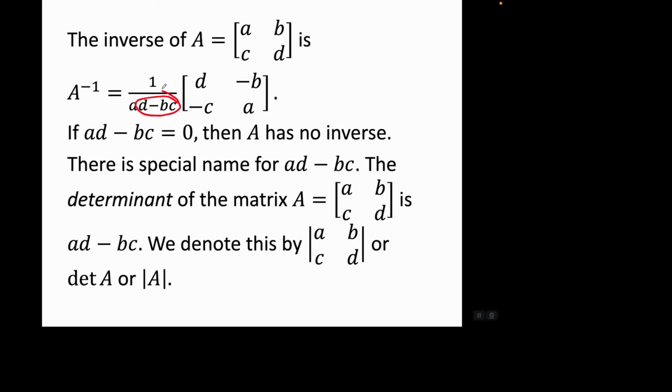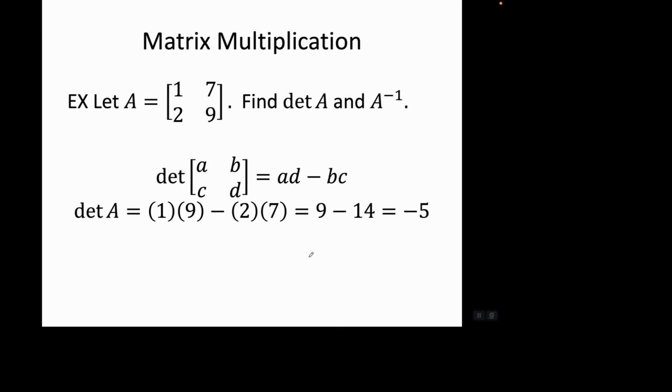The determinant of the matrix [A B; C D] is AD minus BC. We represent the determinant this way, or sometimes like this. In other words, it looks like a matrix, but it doesn't have the little hooks on here, so they're not brackets, they're just vertical lines. Let A equal [1 7; 2 9]. Find the determinant of A and A inverse.